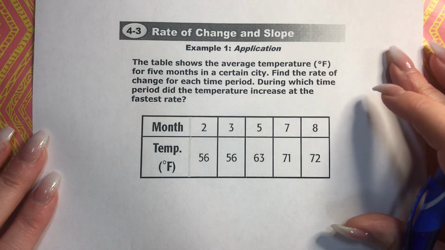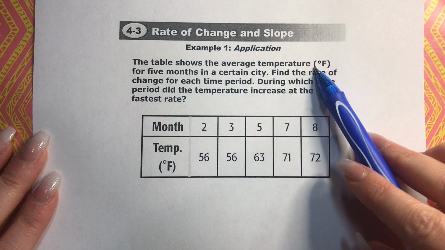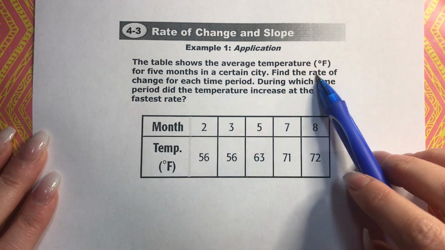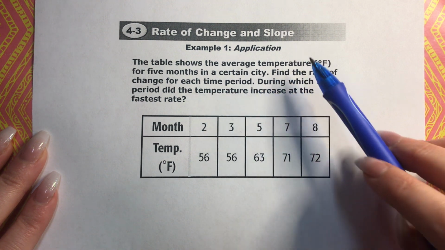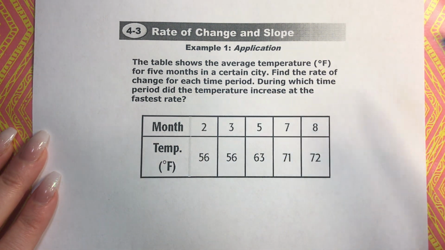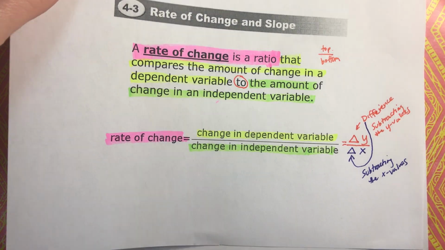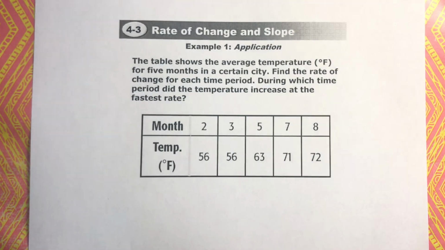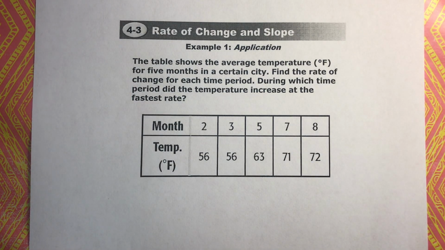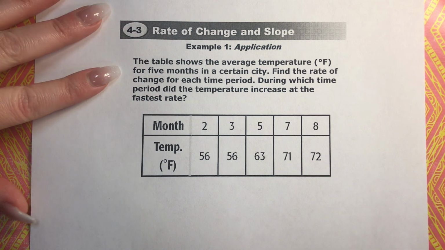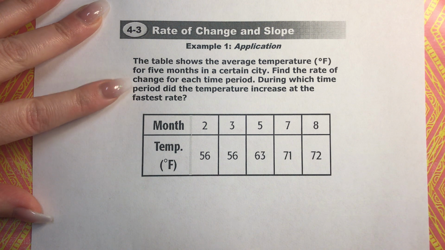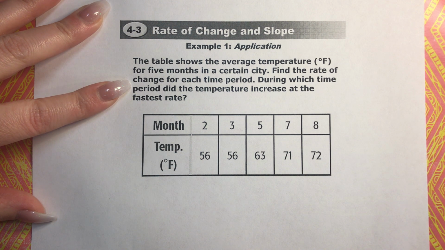So let's look at our first example here. In example 1, it says the table shows the average temperatures for 5 months in a certain city. Find the rate of change for each time period, and during which time period did the temperature increase at the fastest rate. Rate of change is the change in the dependent variable over the change in the independent variable, so change in y over change in x. We have to figure out which is the dependent variable and which is the independent variable.